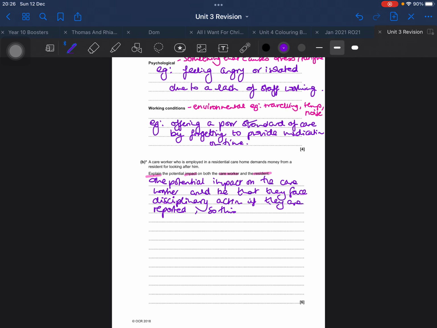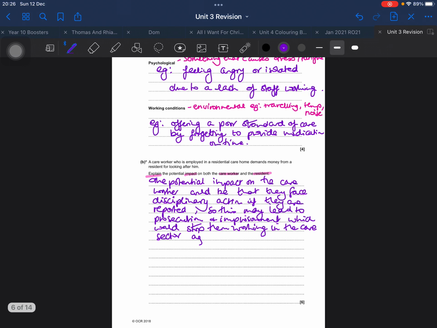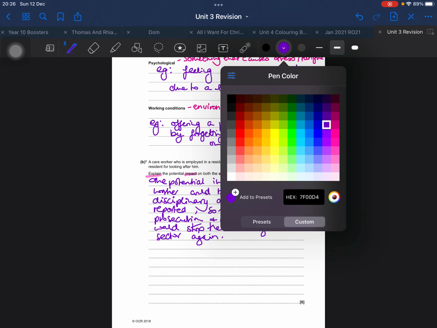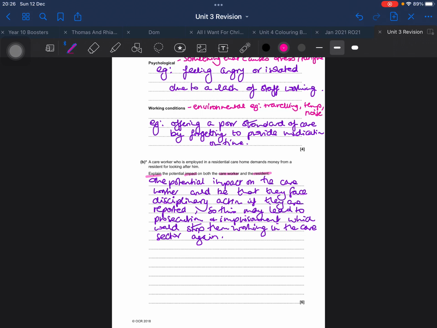So you can say this may lead to prosecution and imprisonment. And of course, at that point, they're never going to be able to work in that sector again, which would stop them working in the care sector again. Okay. One done. So let's look at the individual.